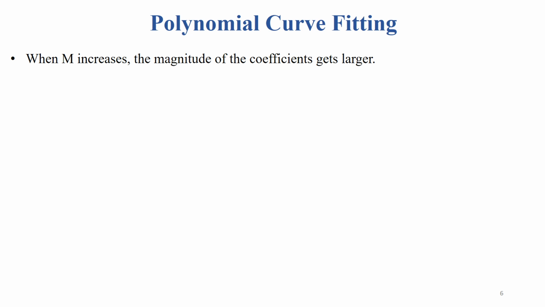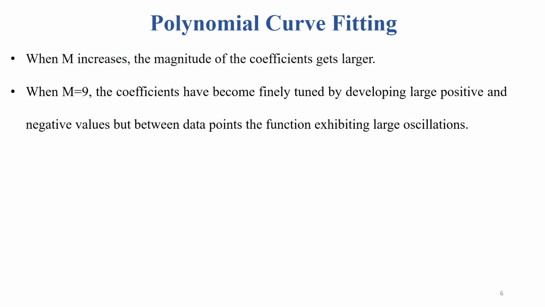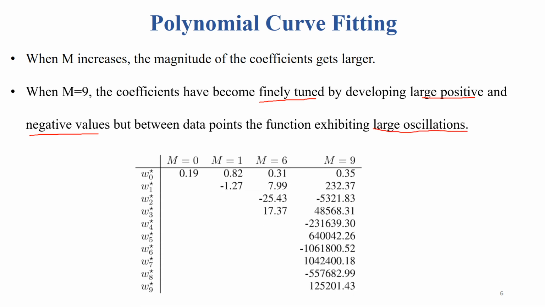When M increases, the magnitude of the coefficients gets larger. When M is equal to 9, you could see the coefficients have become finely tuned by developing large positive and negative values, but between the data points there are large oscillations like this. You could see the oscillations that are occurring when the order of the polynomial is 9.